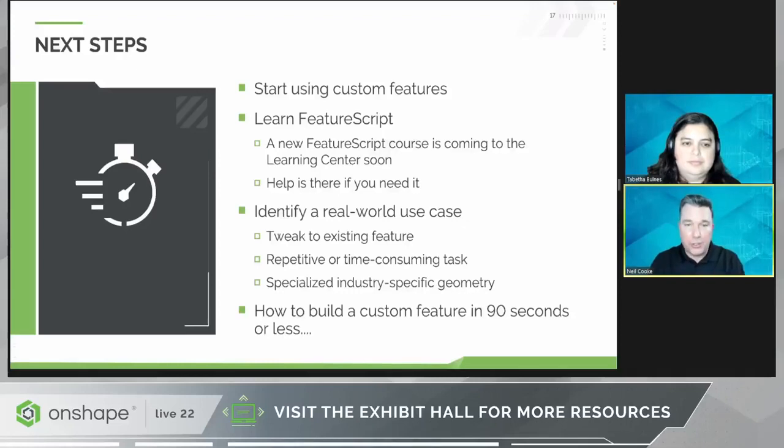The best way to learn FeatureScript is to identify a real-world use case that is specific to you or could help your colleagues. Just writing a random feature that you'll never use will not get you to understand how to build a usable feature with an intuitive UI. So if you want to add extra capabilities to the extrude feature, go ahead. Or if you just want to reduce mouse clicks, that's also a good way to learn FeatureScript.